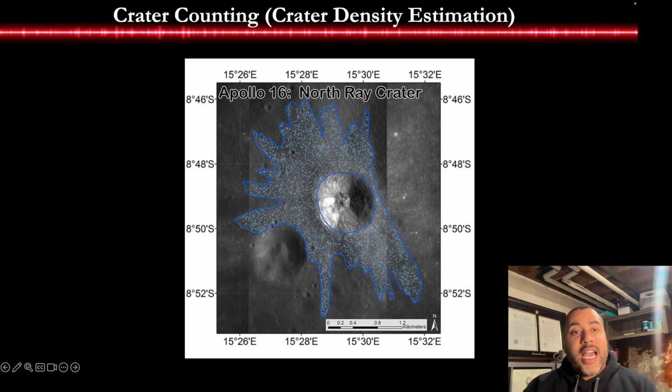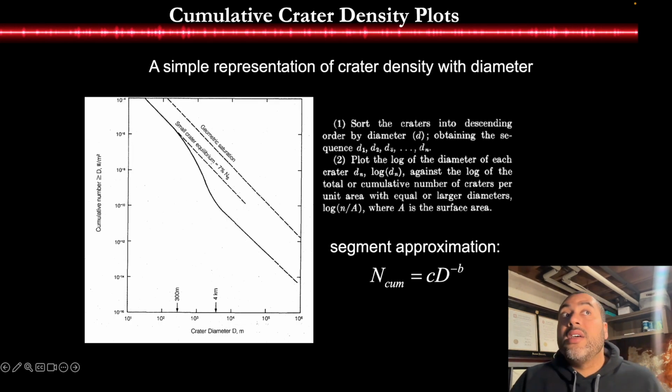And then from this, they calculate density, given that they can calculate the area. So what does a crater density plot look like? A cumulative crater density plot looks like this. Again, on the y-axis, we have the cumulative crater density. On the x-axis, we have crater diameter.